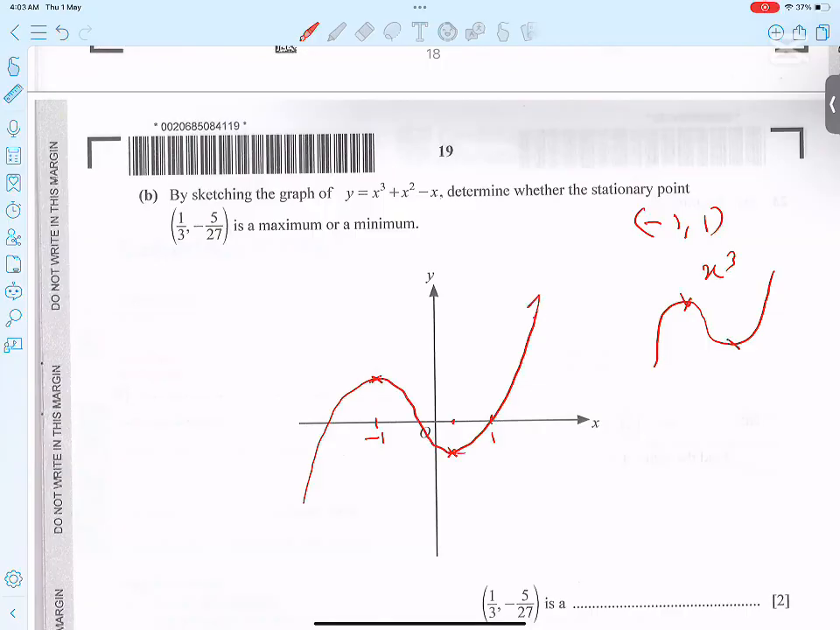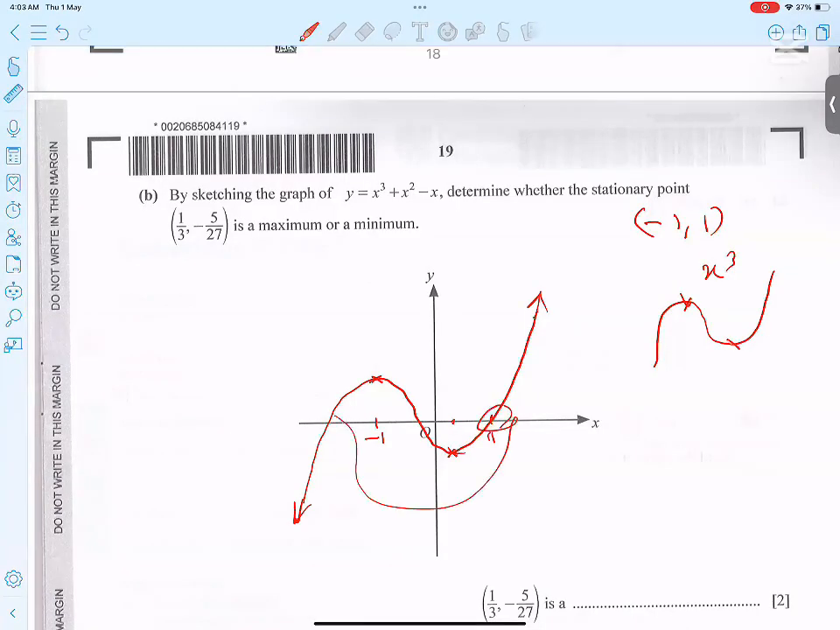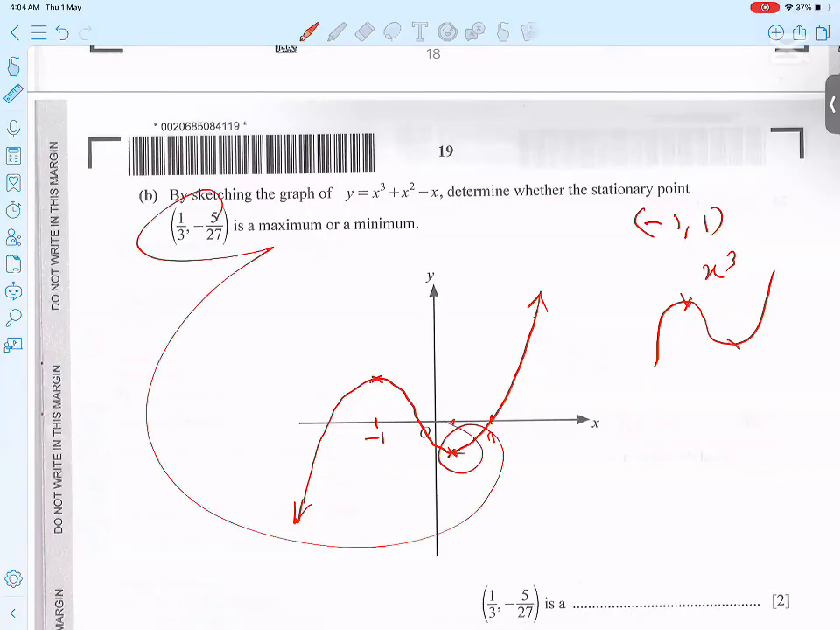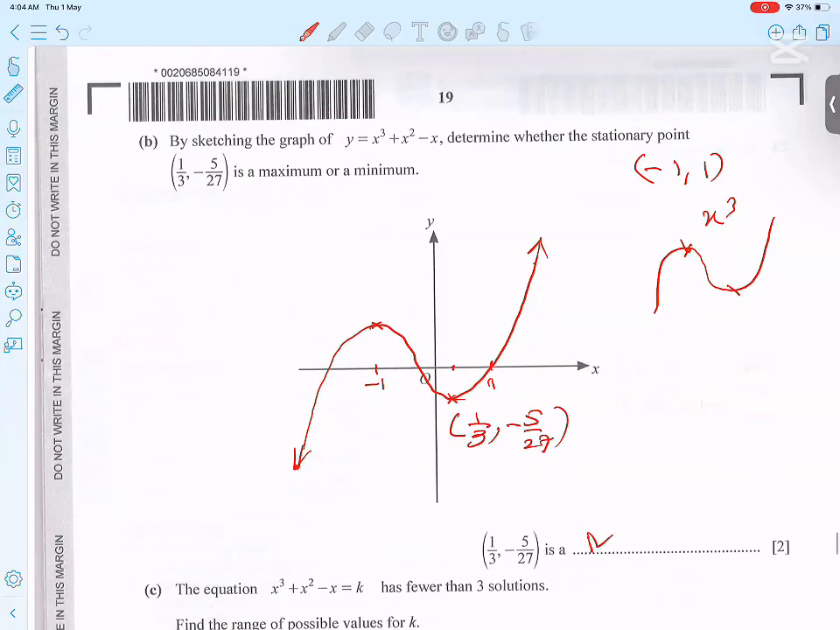So I hope the point is very clear. He is not asking to decide these points, but to determine whether... so, sketching part. So we can say this is a point of minima. I'm writing 1/3 and -5/27. So we can say this is a point of minima.